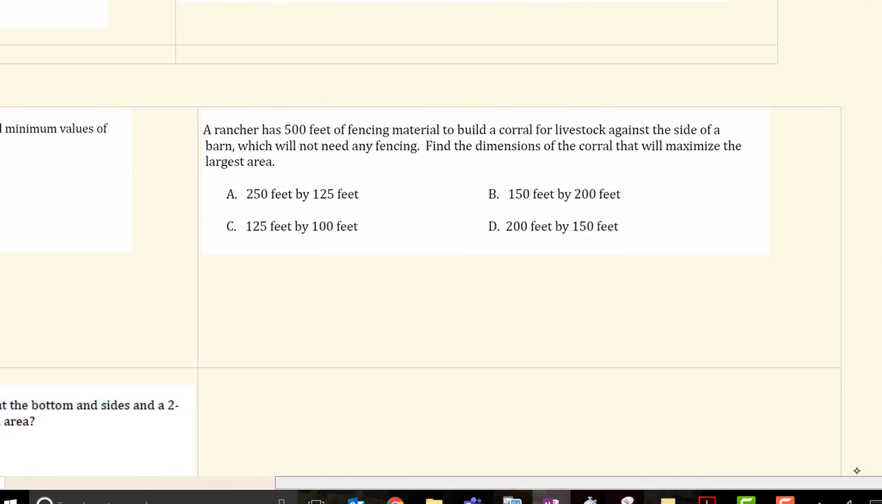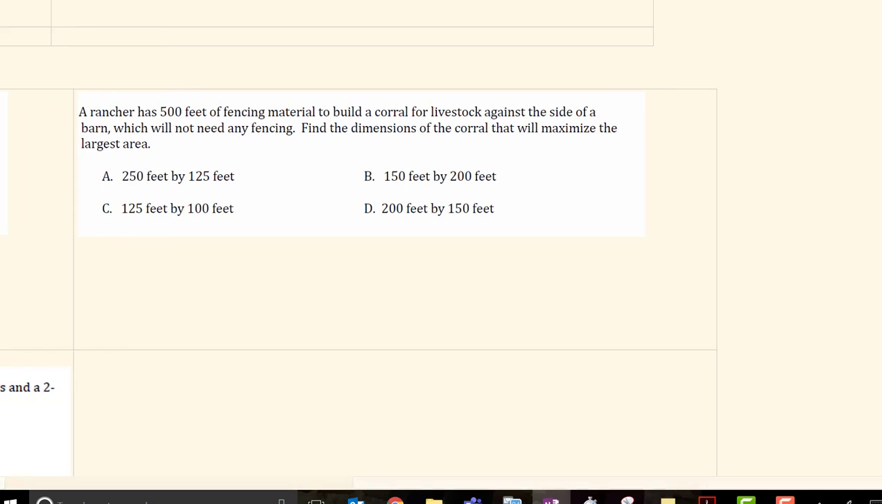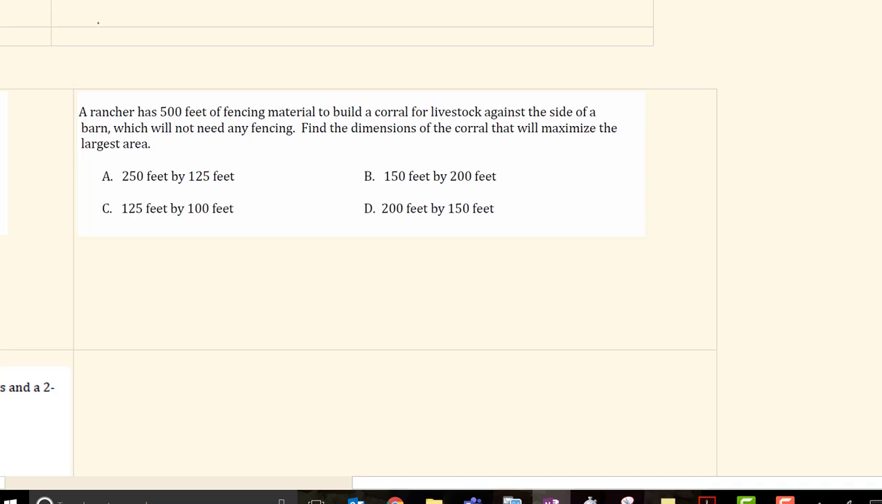That being said, I'm going to skip straight to these optimization problems because I feel like those require the most explanation of the remaining content. A rancher has 500 feet of fencing to build a corral for livestock against the side of a barn, which will not need any fencing. So here's my barn. Find the dimensions of the corral that will maximize the largest area.